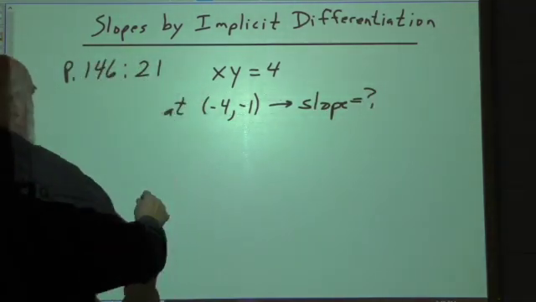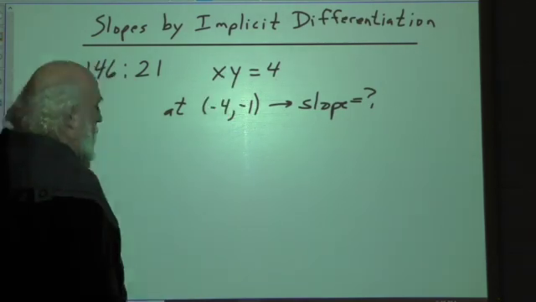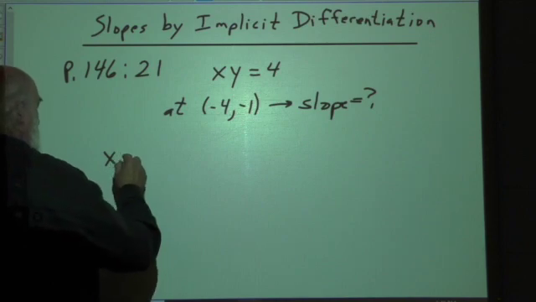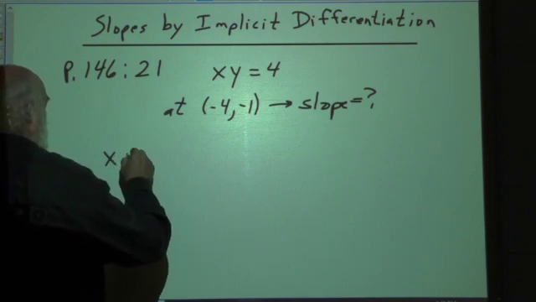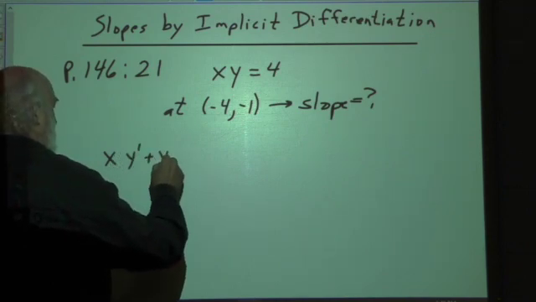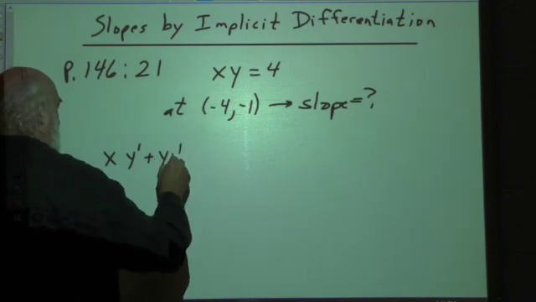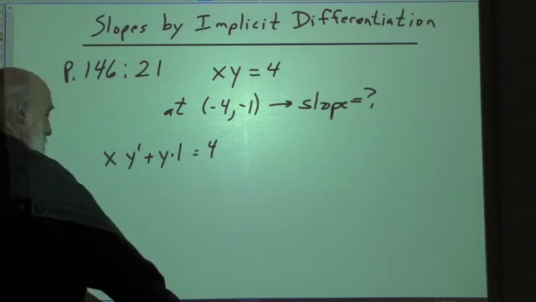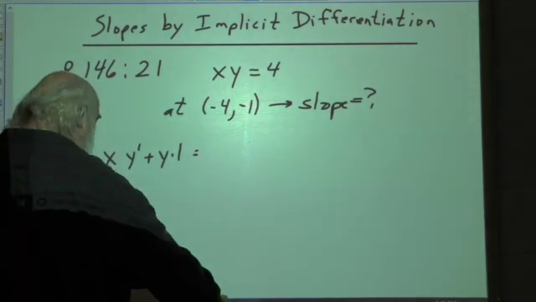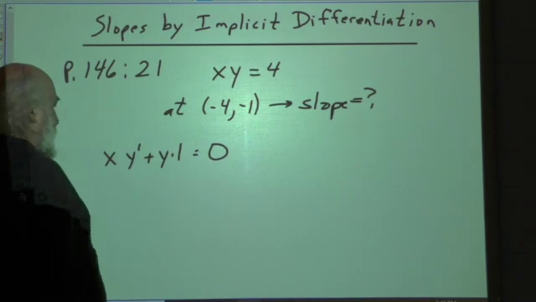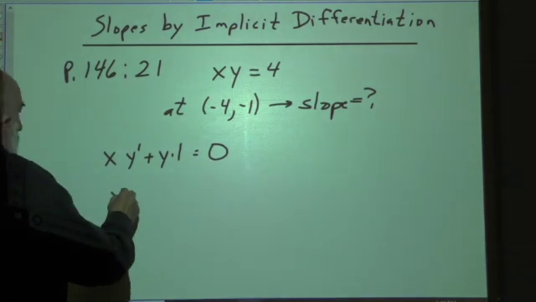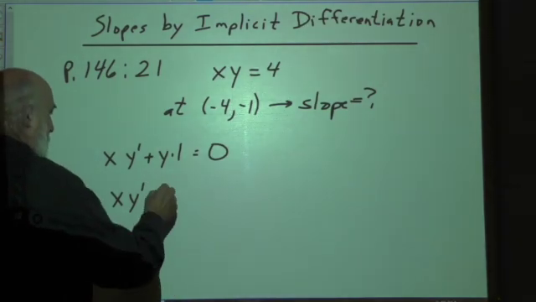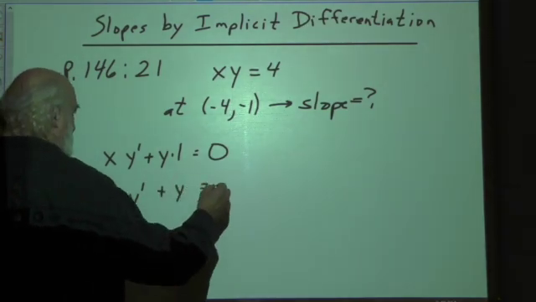So, here we go. Product rule. x times the derivative of y plus y times the derivative of x, which is 1, equals 4. Nope, the derivative of 4 is 0. So this gives us x y prime, or dy/dx. I like y prime better. Plus y equals 0.